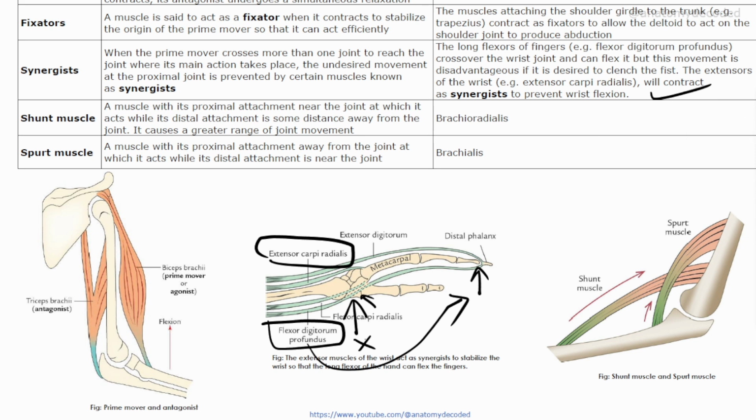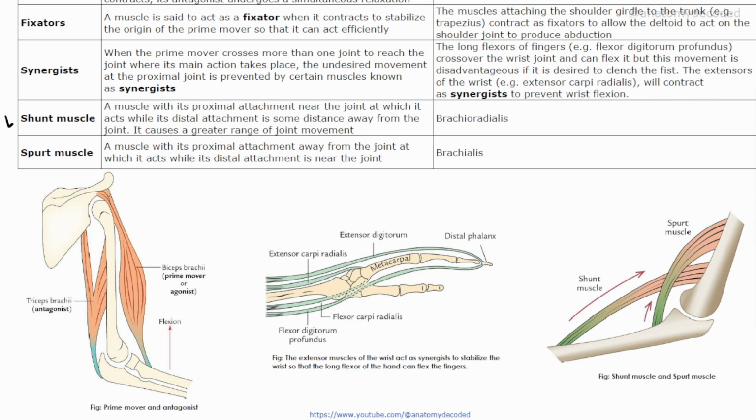The next heading is shunt muscle: a muscle with its proximal attachment near the joint at which it acts, while its distal attachment is at a distance away from the joint. It causes a greater range of movement. The muscle with its proximal attachment near the joint. Look at this example.